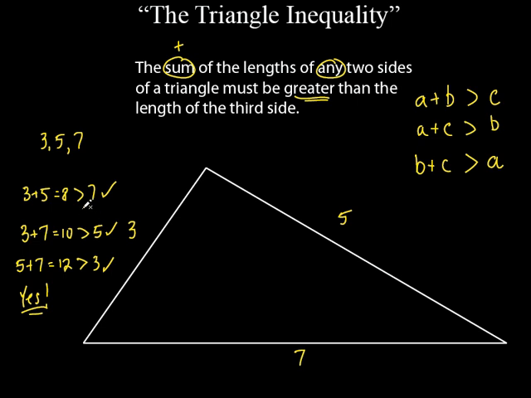Let me give you a little shortcut though. It's actually a little bit easier if, let's take a look at this. If you take the largest side, like the 7, and you add it to either one of the other sides, you know it has to be bigger than the remaining side because you already picked the biggest side, didn't you?